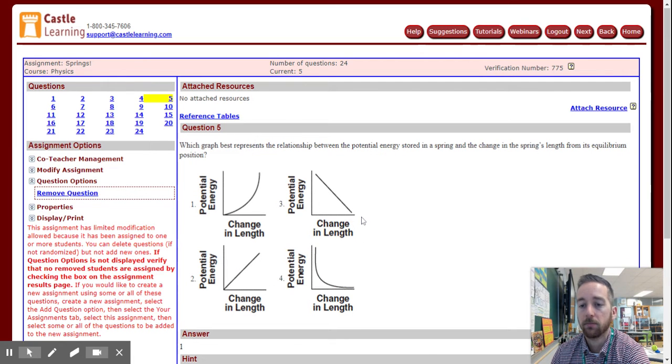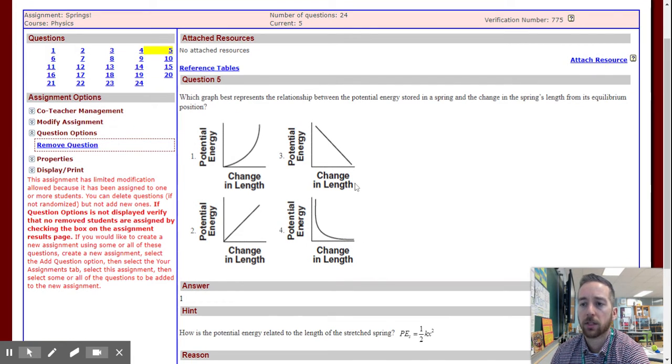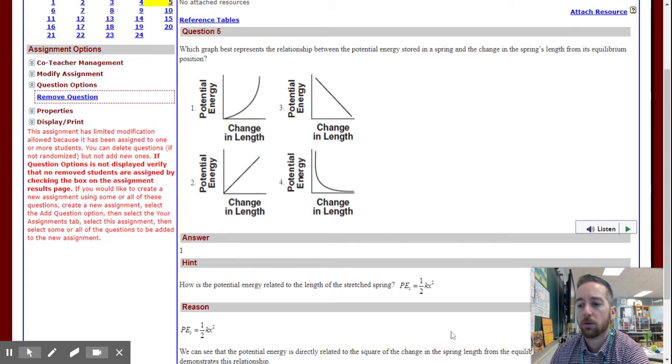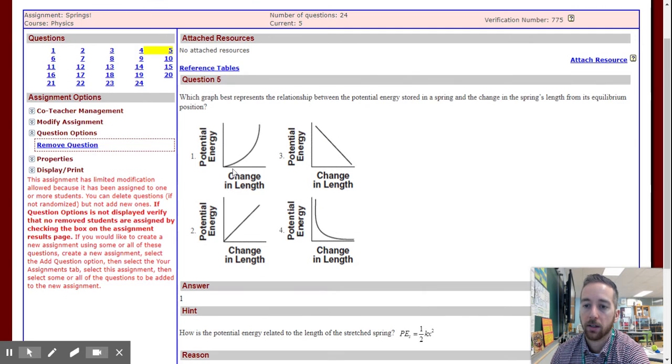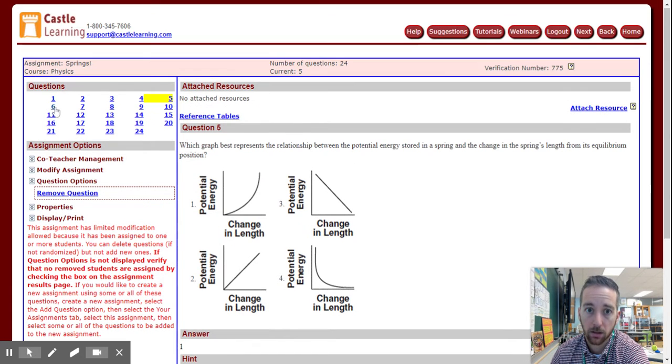Question 5. Love a good graph question. Which graph best represents the relationship between the potential energy stored in a spring and the change in the spring's length? So looking at the equation, potential energy of a spring equals 1/2 K X squared. So PE is on the y-axis. 1/2 and K are both constants, so just a number. And then X is on the x-axis. So this is really like a y equals a constant times an x squared. So that's why it looks like choice 1 here, because it's a y equals x squared relationship, and choice 1 is what that graph would look like.